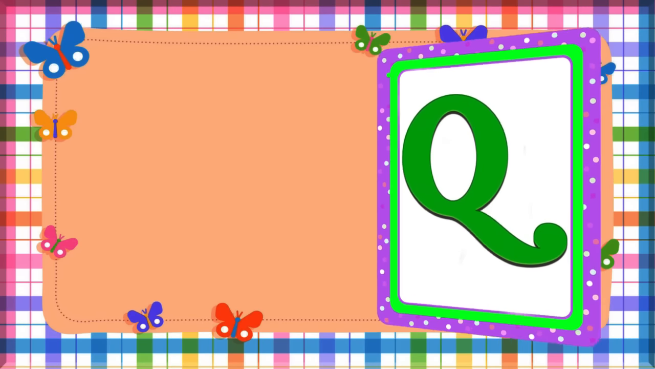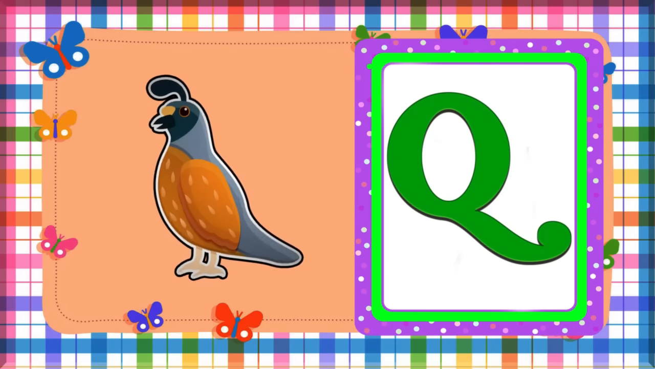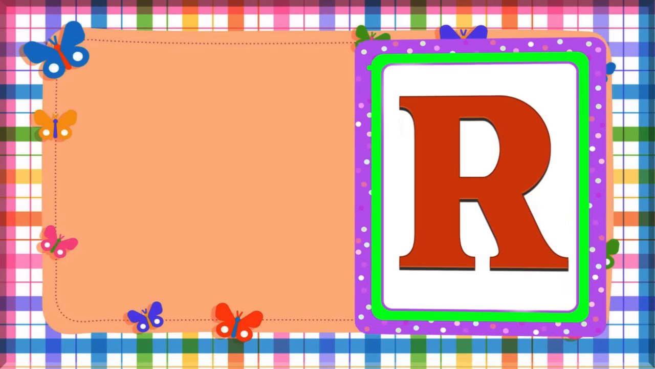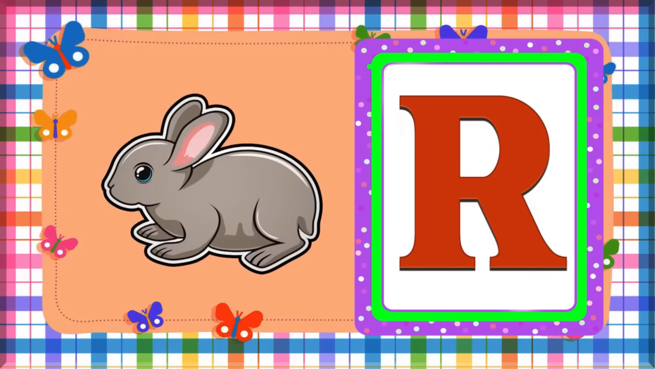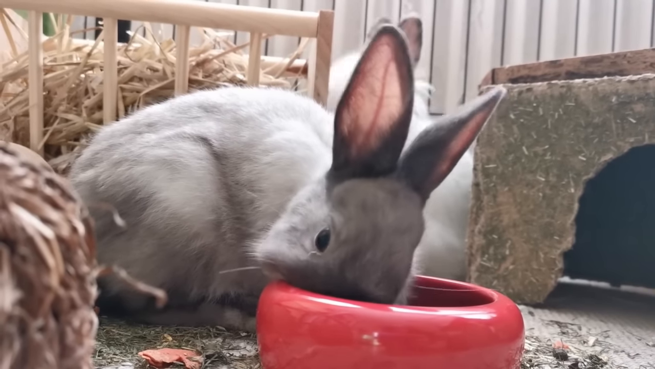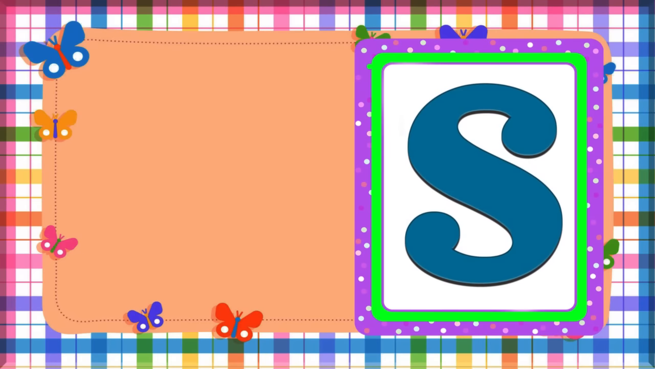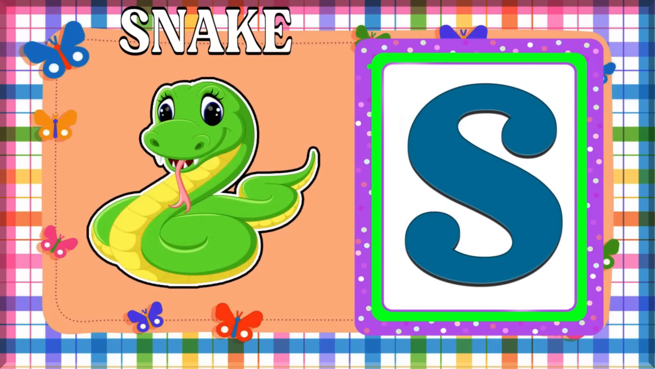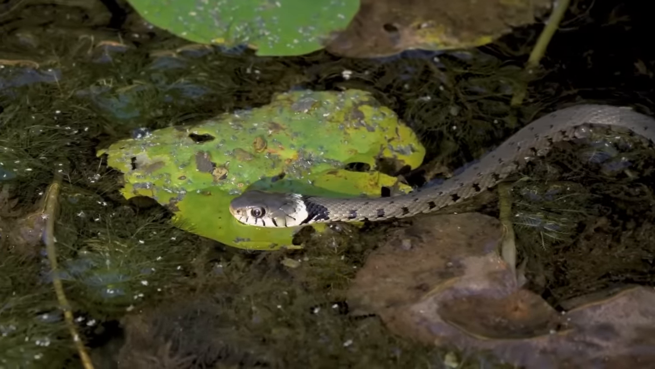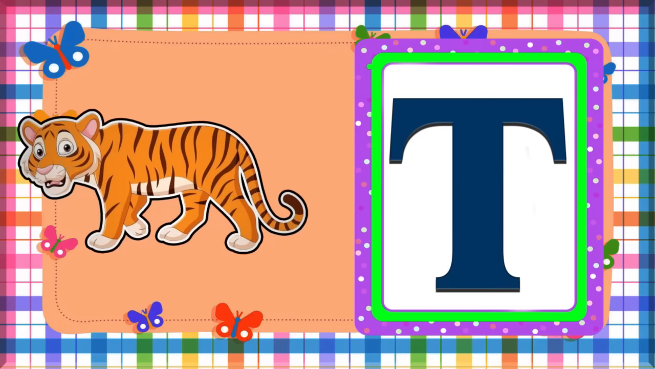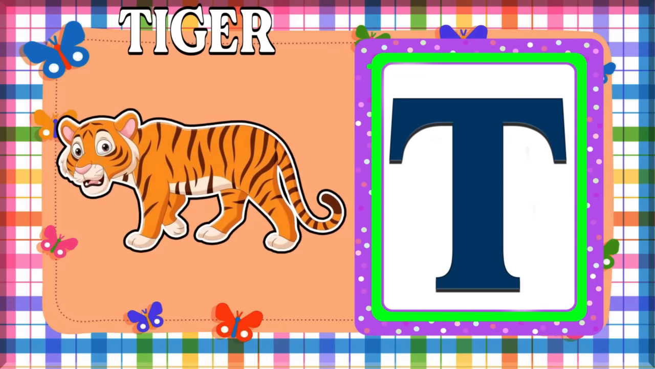Q. Q is for quail. Quail. R. R is for rabbit. Rabbit. S. S is for snake. Snake. T. T is for tiger. Tiger.